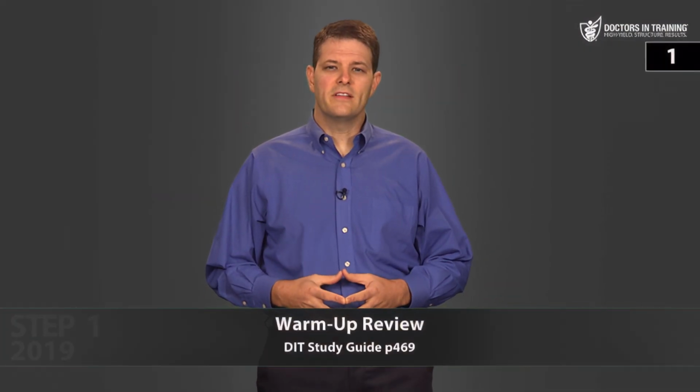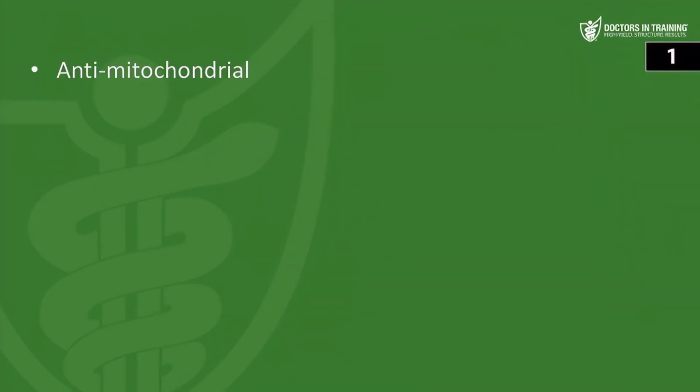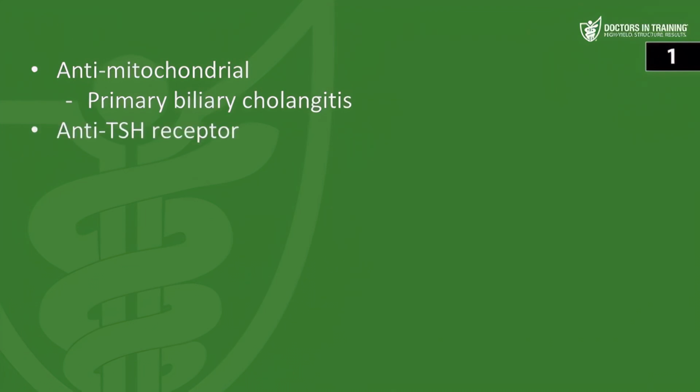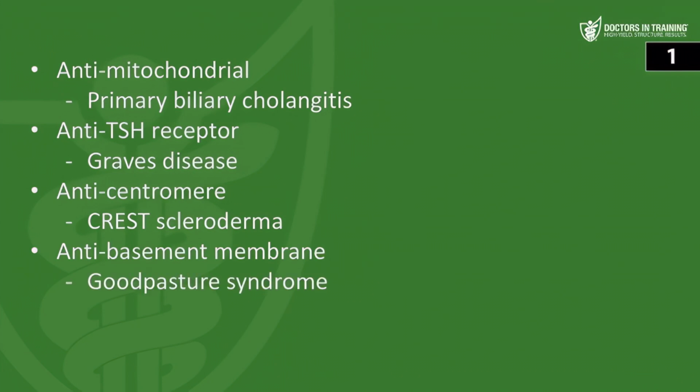Let's go over the warm-up review. First question, what disease is associated with each of the following antibodies? Anti-mitochondrial antibodies are seen in primary biliary cholangitis. Anti-TSH receptor antibodies are found in Graves' disease, where they actually stimulate the receptor. Anti-centromere antibodies, remember C for centromere and C for CREST scleroderma. Anti-basement membrane antibodies are Goodpasture syndrome.